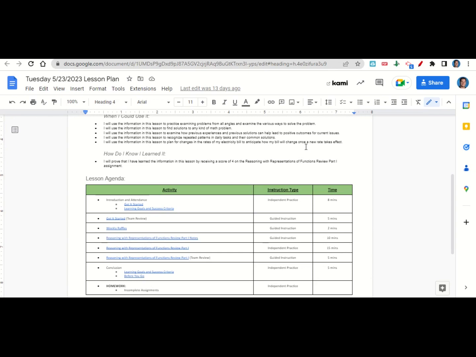After that, we'll go over the Reasoning with Representations of Functions Review Part 1 notes, and then I'll give you time to complete the Reasoning with Representations of Functions Review Part 1 assignment. Once you've completed the assignment, we'll go over it together and answer any questions that you may have. At the end of class, we will go back over our learning goals and success criteria while you fill out your Before You Go. Your only homework for tonight is to work on any incomplete assignments that you may have.